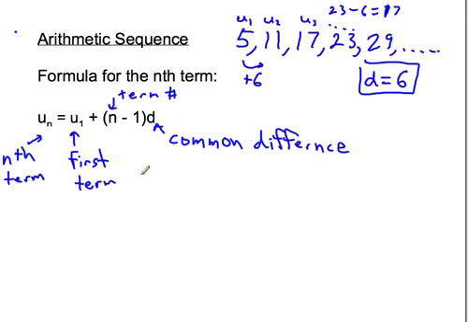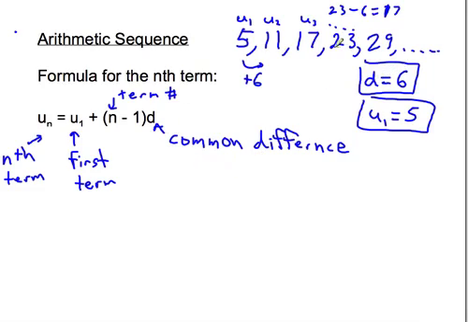So that's U sub 1, U sub 2, U sub 3, U sub 4, U sub 5. The d value is 6. U sub 1 equals 5 because that's the first term. And the n is the one that's constantly changing. N is a different number each time in the sequence.